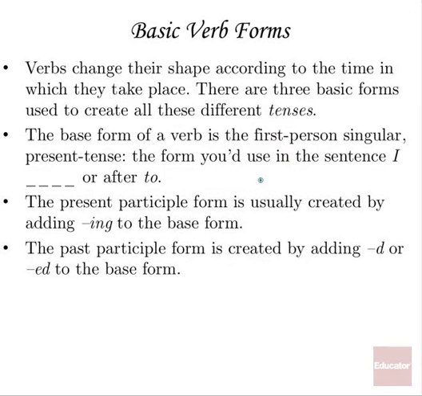Okay, basic verb forms. Verbs change their shape according to the time in which they take place. There are 3 basic forms used to create all these different tenses. Now we're going to go into tenses in detail in the next lesson. For right now, we need the forms that are the building blocks of those tenses. The base form of a verb is the first person singular present tense, the form you'd use in the sentence I blank, or after to. All right, so there's the base form. The present participle form is usually created by adding ing to the base form. And the past participle form is created by adding the suffix d or ed to the base form.